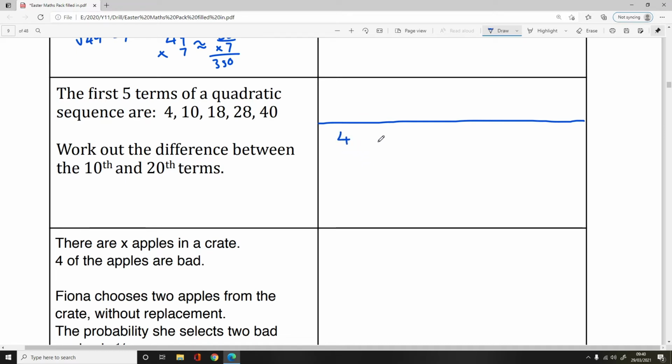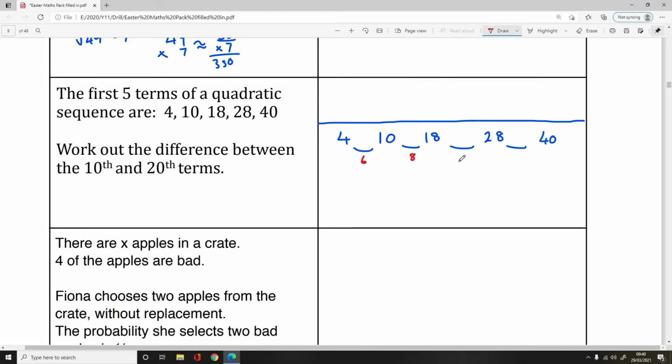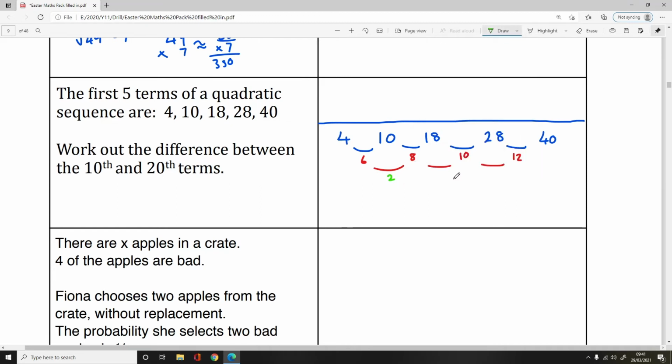Now, a quadratic sequence means I need to work out the nth term of the quadratic sequence. And then I need to do something with it. So remember, the way that you do that is you first find the difference between the numbers. And if it's a quadratic sequence, these will be all different. Then you find the difference between them. So the second difference is 2.